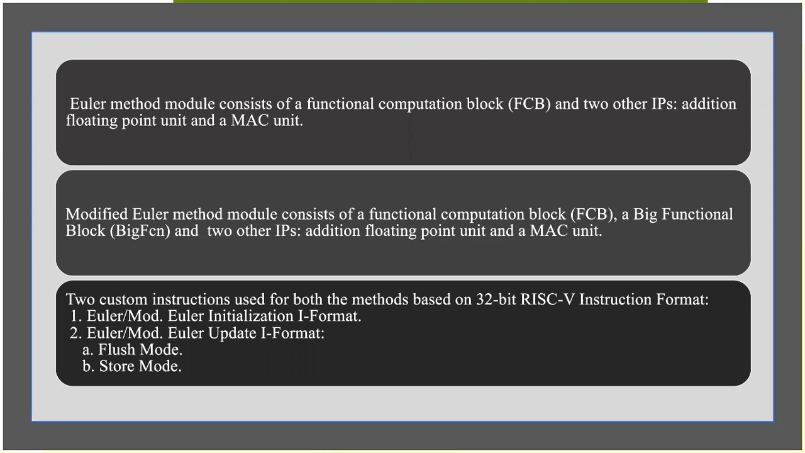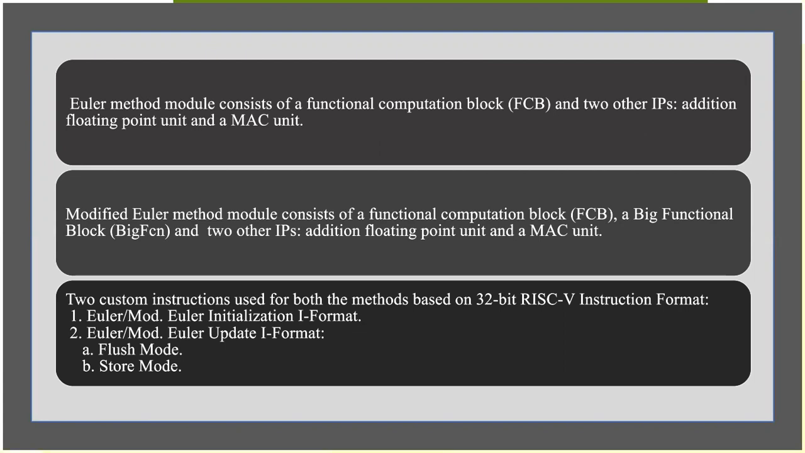The next one is the modified Euler method module, which consists of a functional computational block, also the FCB, and it is the same as in the Euler method module. Along with that, we have developed another big functional block, BIGS FCN, which will do other operations regarding the behavior of the numerical method for the modified Euler method. We have used two other IPs, just like the Euler method module, which are a floating point addition unit as well as a MAC unit.